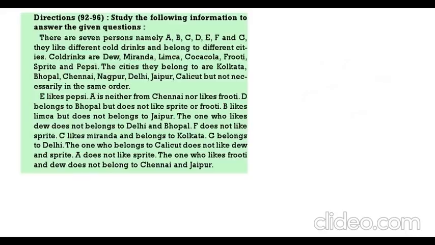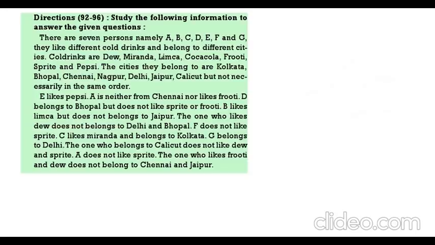92 to 96. There are 7 persons, namely A, B, C, D, E, F, G. They like different cool drinks, that is Dew, Mirinda, Limca, Coca-Cola, Fruity, Sprite, Pepsi. They belong to different cities. E likes Pepsi. A is neither from Chennai nor likes Fruity. D belongs to Bhopal but does not like Sprite or Fruity. B likes Limca, does not belong to Jaipur.